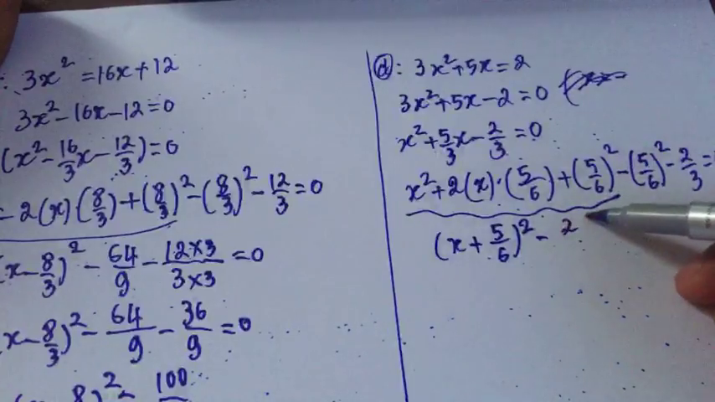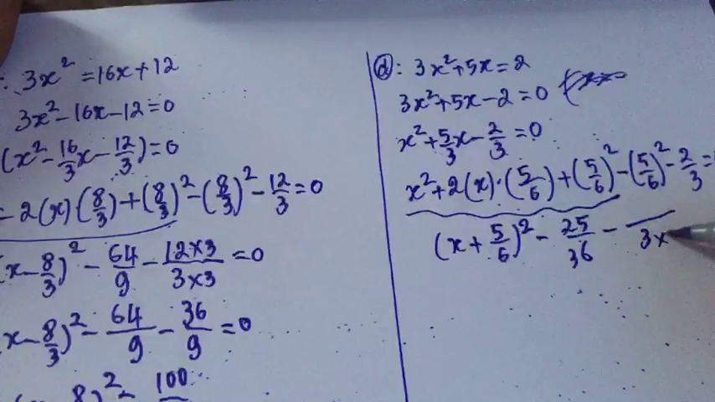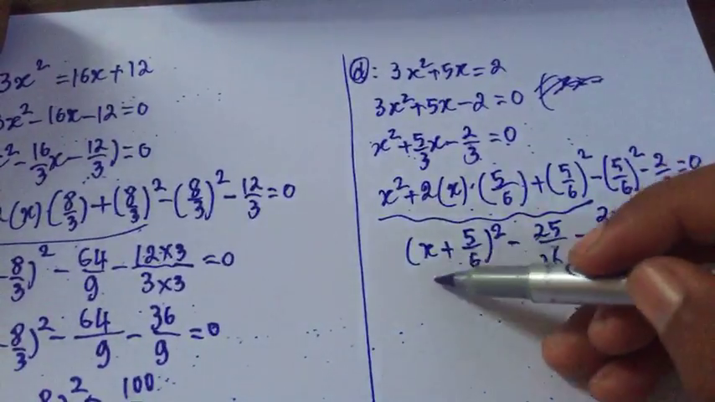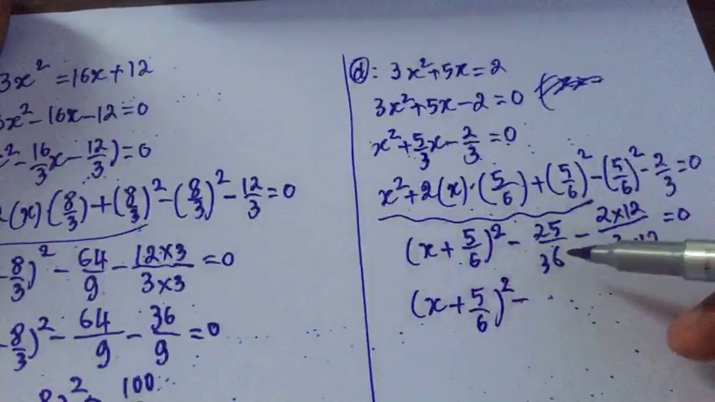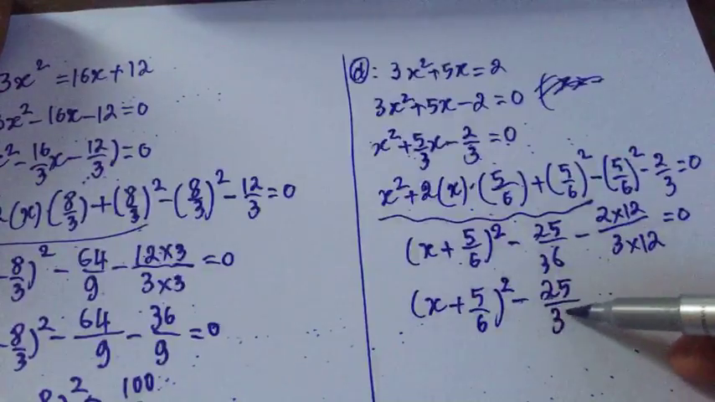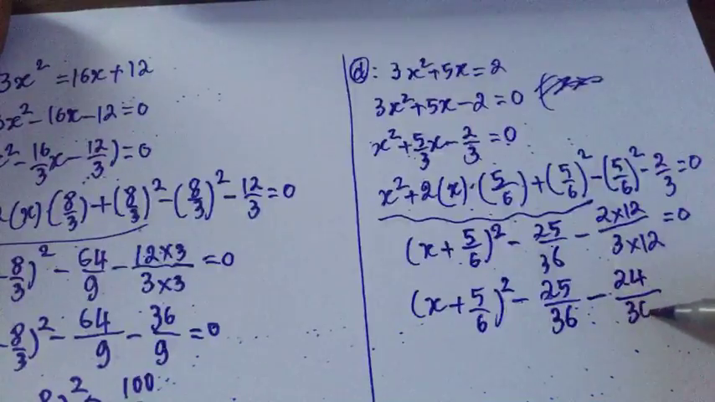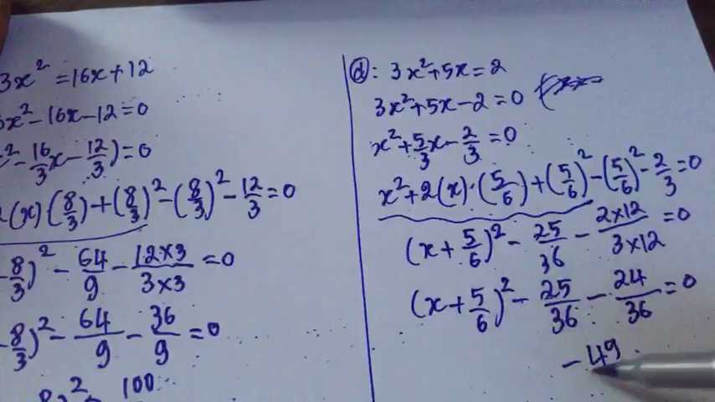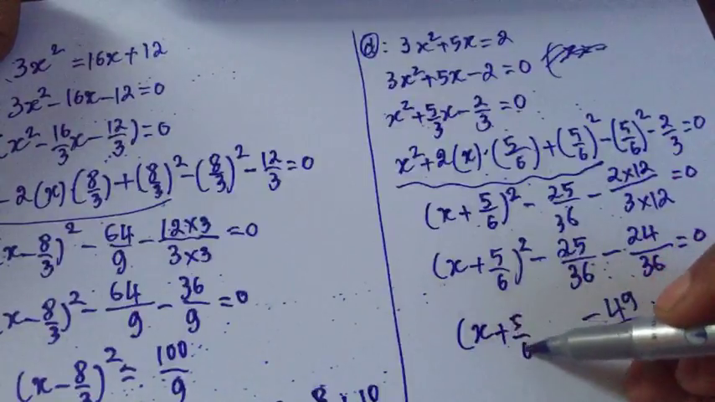minus 25 divided by 36, and then 3 times 12, 2 times 12 equal to 0. So the x plus 5 divided by 6 square minus 25 divided by 36 minus 24 divided by 36 equal to 0. So it is minus 49 divided by 36, the x plus 5 divided by 6.